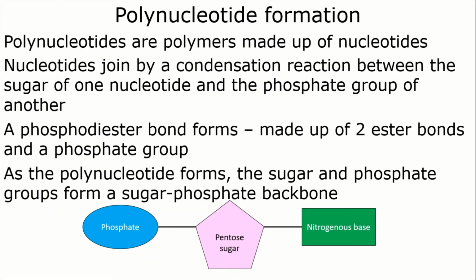So as I just said, as these sugars and phosphates bond and form these phosphodiester bonds, we get what's known as a sugar-phosphate backbone, which is just a long strand of phosphate, sugar, phosphate, sugar, phosphate, sugar, and so on and so on.